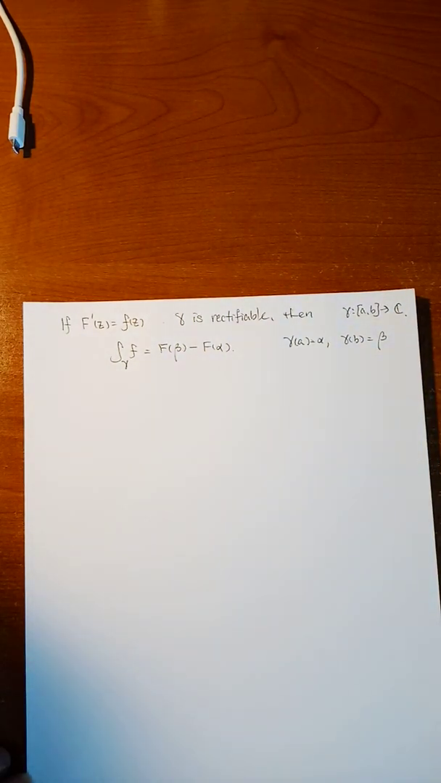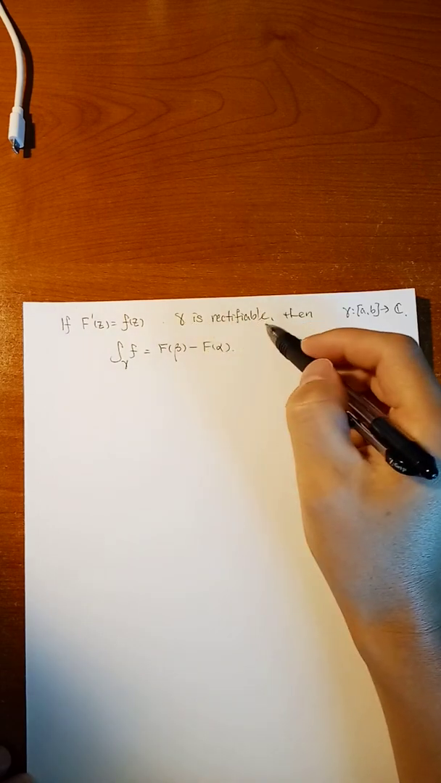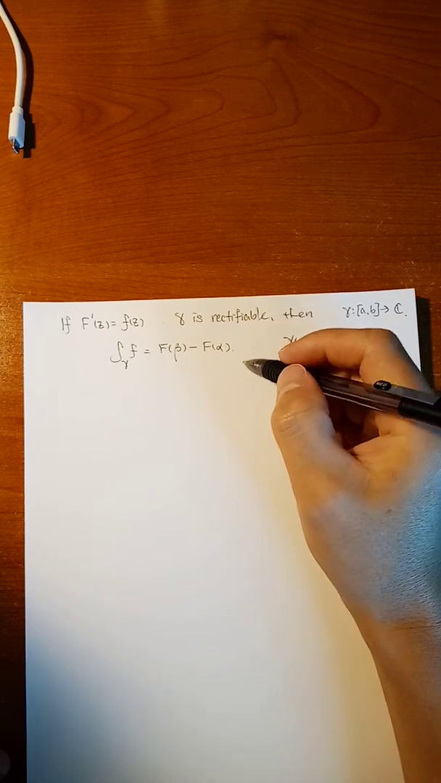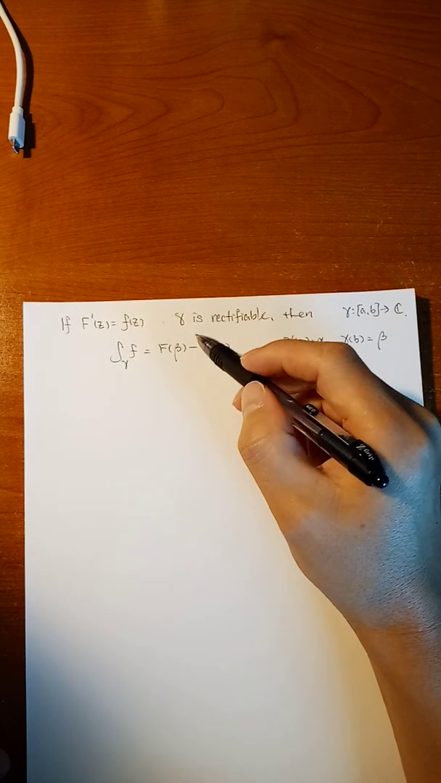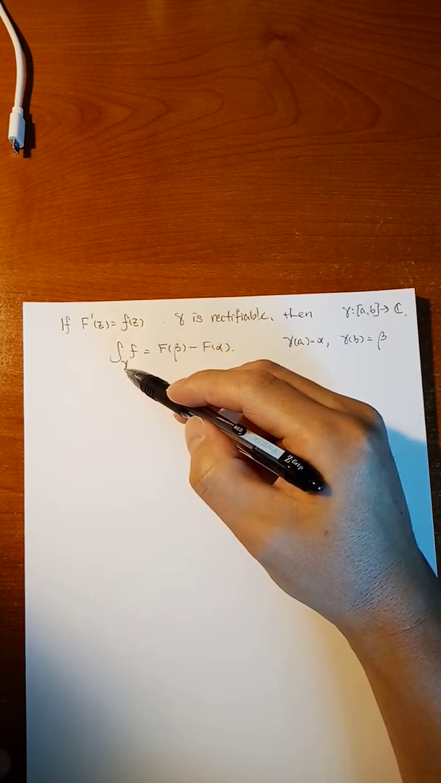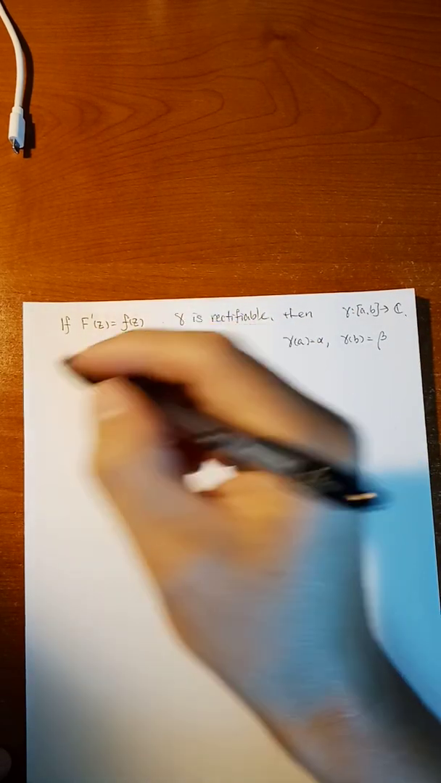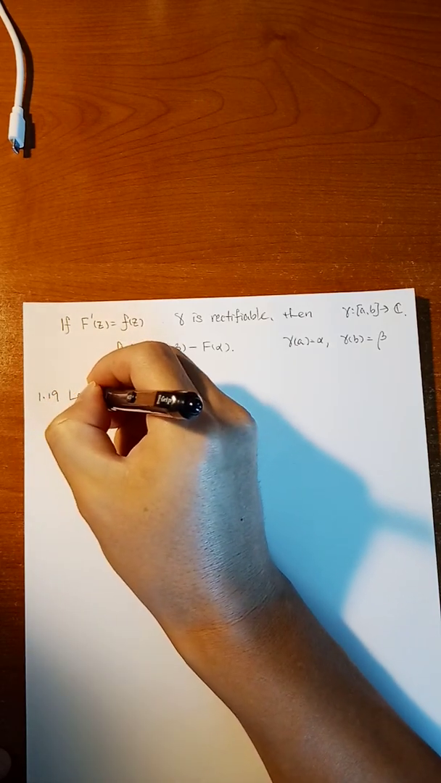Well, this curve or this path is just rectifiable. It's too general. So first, we're going to prove that we can estimate this integral by choosing a proper polygon. Okay, polygonal path. That is Lemma 1.19.